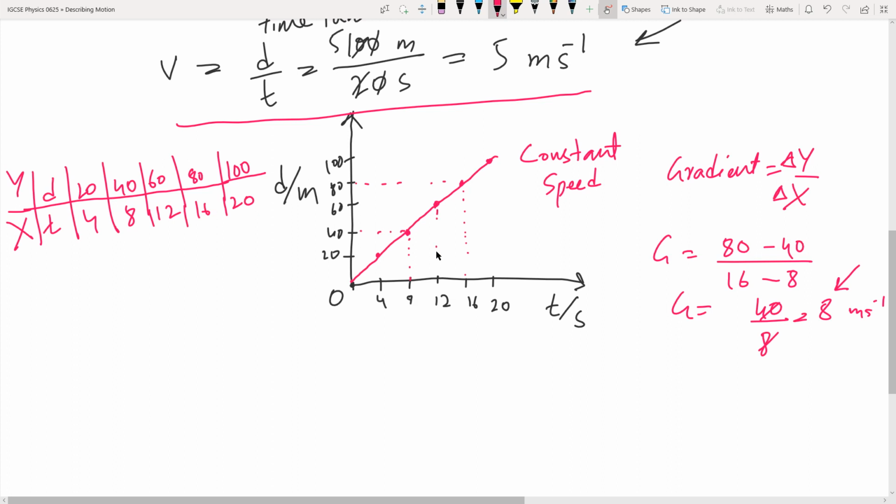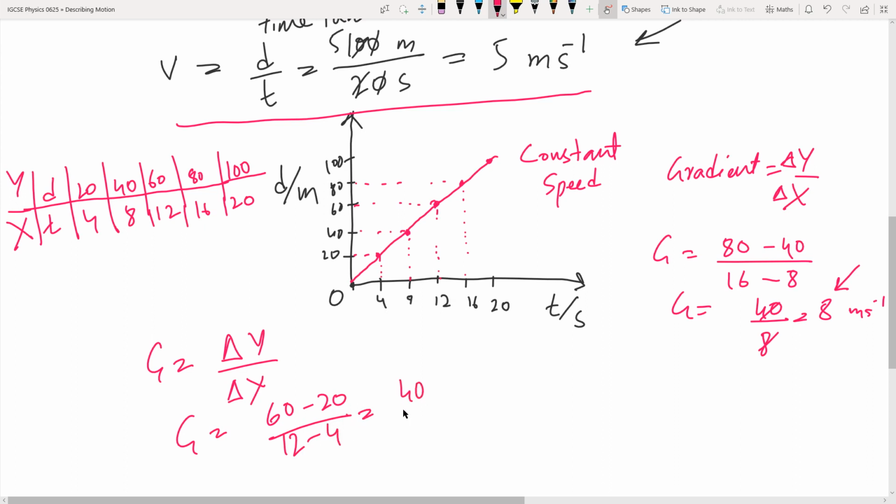Let's take another point, between 60 and 20. The gradient is delta y over delta x, so the gradient is 60 minus 20, the difference between the higher value and the lower value, divided by the difference in time, which is 12 minus 4. That is again 40 divided by 8, resulting in 8 meters per second. So the gradient remains the same.